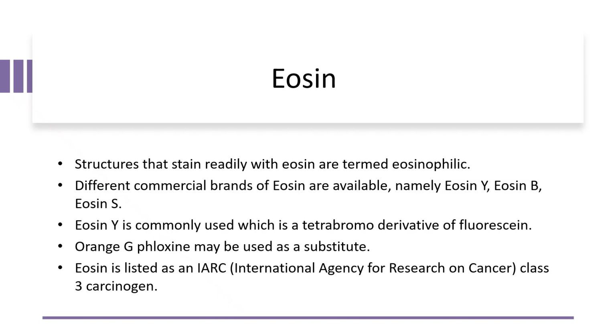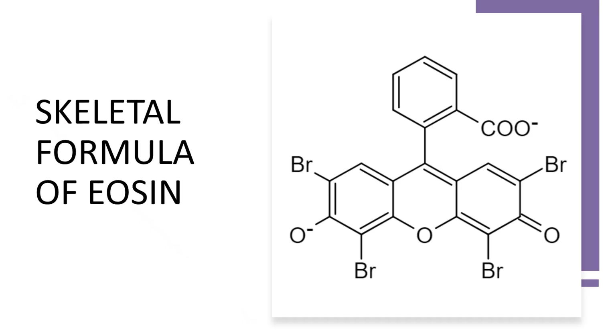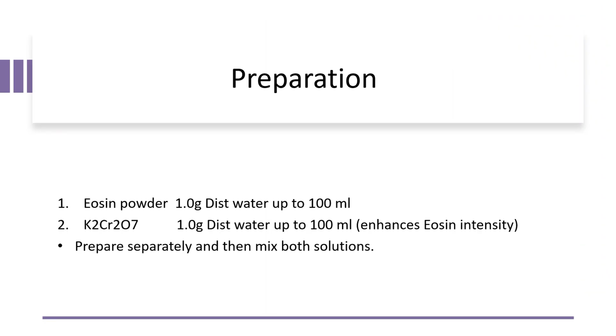Eosin is listed by IARC, the International Agency for Research on Cancer, as a class 3 carcinogen. The picture depicts the skeletal formula for eosin. Preparation: eosin powder and potassium dichromate, 1 gram each, in distilled water up to 100 ml. Prepare separately and then mix both solutions.